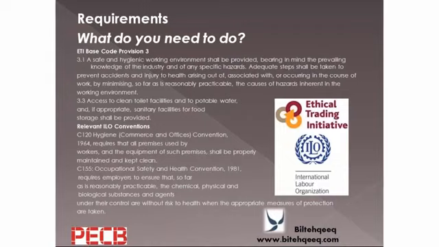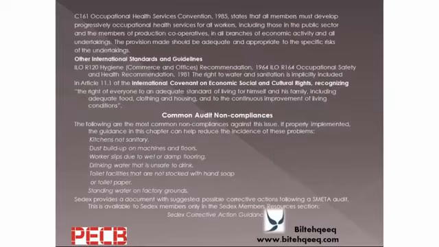So if any chemical or material a company is using, it should be well controlled. And the C161 Occupational Health Services Convention, 1985 states that all members must develop a progressive occupational health service for all workers, including those in the public sector and members of production cooperatives, in all branches of economic activity.